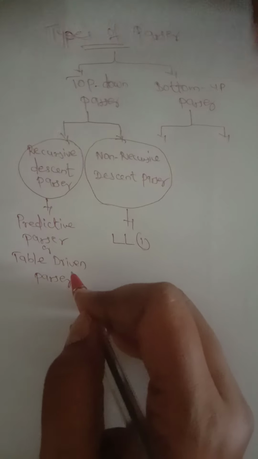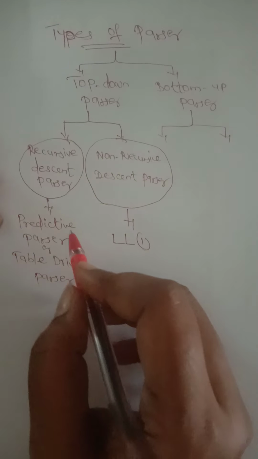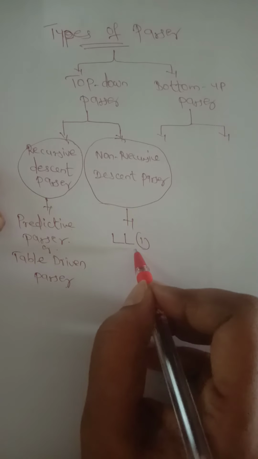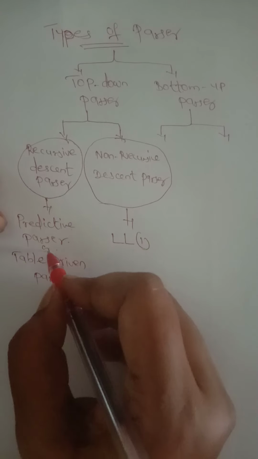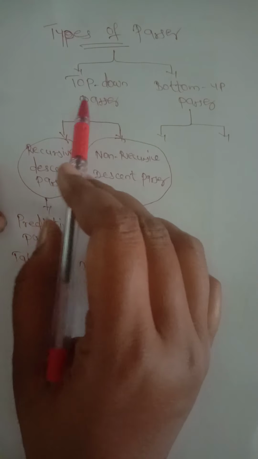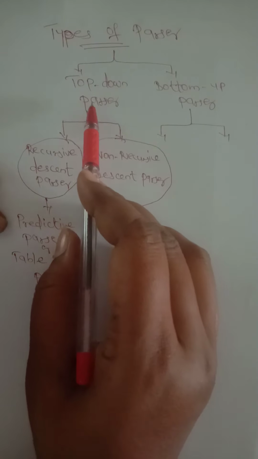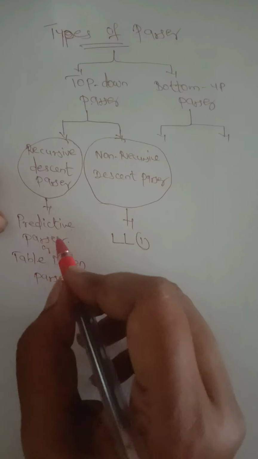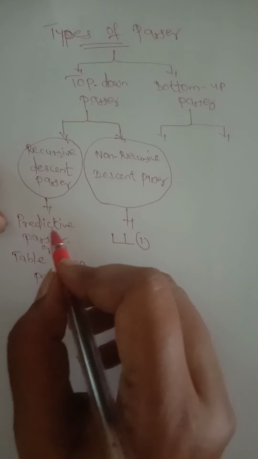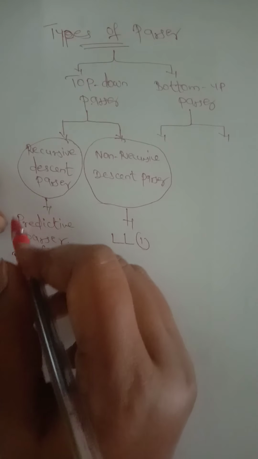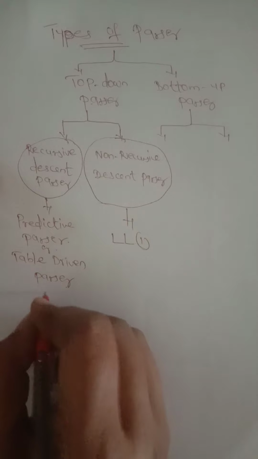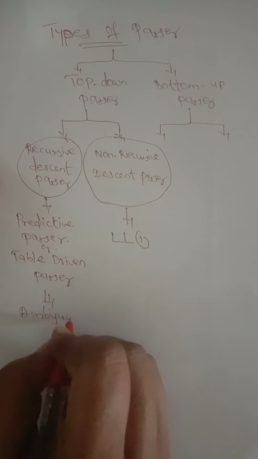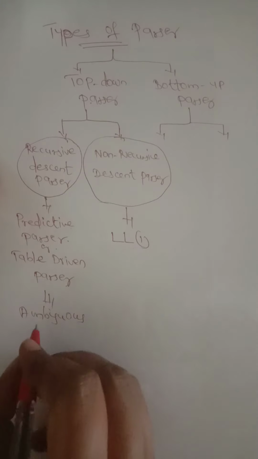So here we have two kinds of parser. One is the predictive parser or table driven parser. The second one is the LL(1) parser. Both these parsers come under the top-down category. Here we have more than one way of checking whether the user program is correct or wrong, so this is called an ambiguous parser.